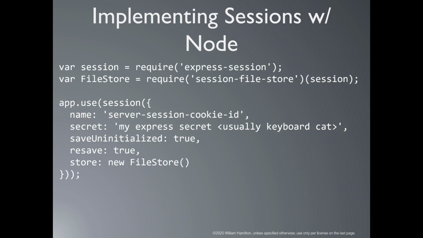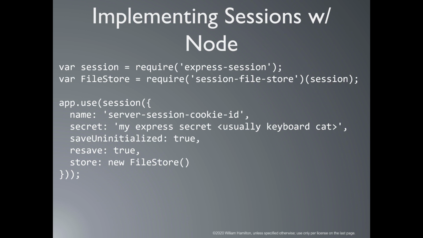So the way we would instantiate this is I create a session from this express-session module, and then I create a file store for that session by using this session-file-store package. I have to pass it the session object that I'm using, because I think there's something in this package that needs to know what kind of session I'm using. And then we instantiate our session.